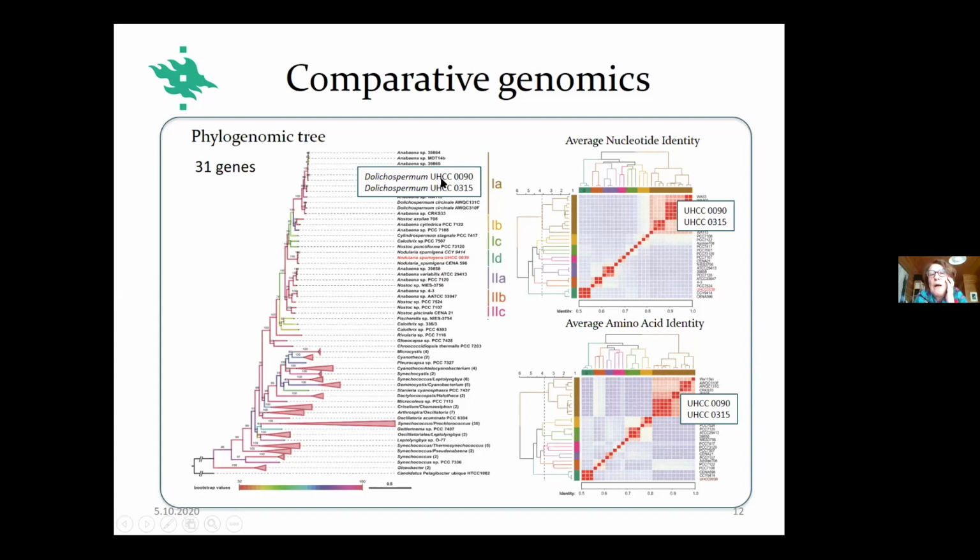Also, if you look at these Nodularia spumigena strains, 2 strains from the Baltic Sea, they were very, very similar, and one from Brazil was also quite similar to the Baltic Sea strains.